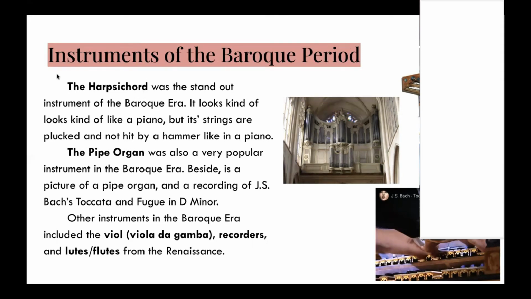Another important instrument was the pipe organ. This is a picture of a pipe organ, and here, once class is over, you can click on this link to listen to a recording of Bach's Toccata and Fugue on, I think that's the harpsichord. So other instruments in the Baroque era include the viola, recorders, and lutes or flutes from the Renaissance. And the Renaissance is the period before the Baroque era, so of course some of the stuff there carried over.